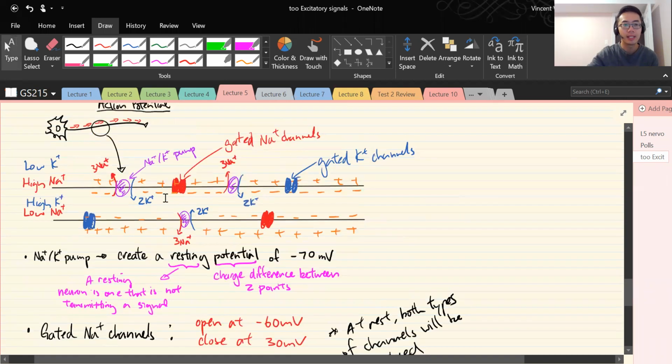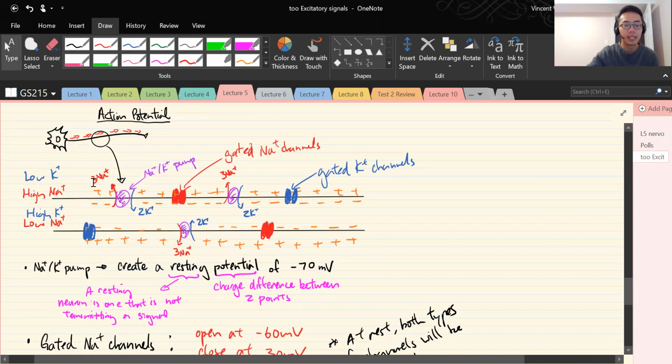Now let me backtrack a little bit. Remember, we have so much sodium on the outside and they're just dying to come in, but they cannot because the doors are not open yet, right? But as soon as we reach minus 60, all the sodium channels will open. Which way will the sodium go, in or out? We talked about this before. In. Think of it like Black Friday. You have all these sodium, like customers waiting outside, trying to get into the store, but the doors are not open yet. As soon as it's minus 60, all the customers will come in. All the sodium will come into the cell.